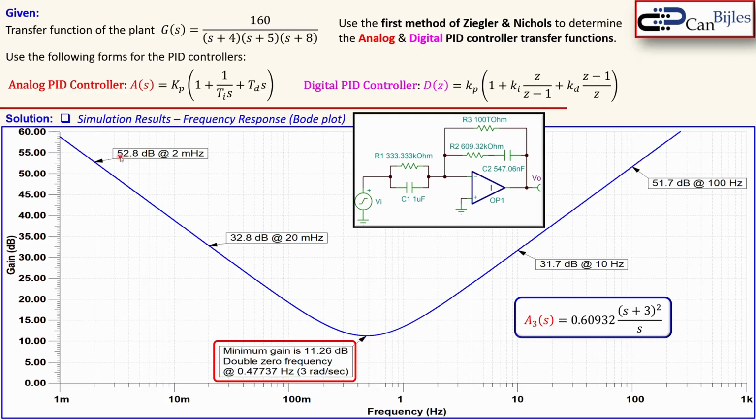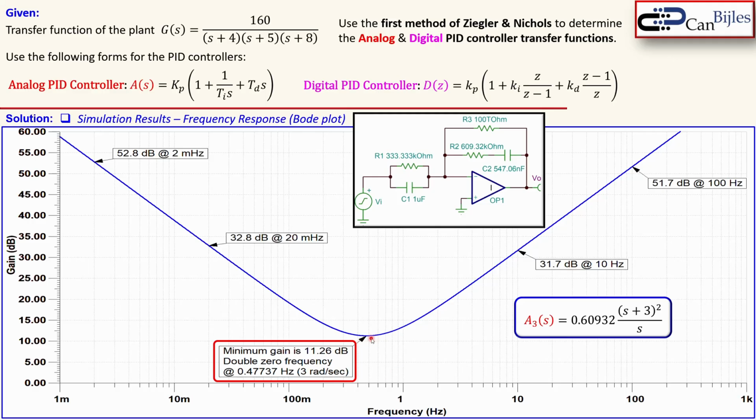This gain of 52.8 dB is happening at 2 millihertz. And if you go 10 times larger in the frequency, which is then 1 decade up, the gain drops by 20 dB, which is then 32.8 dB, which is a characteristic of a first order integrator, and that's actually because of the S here.